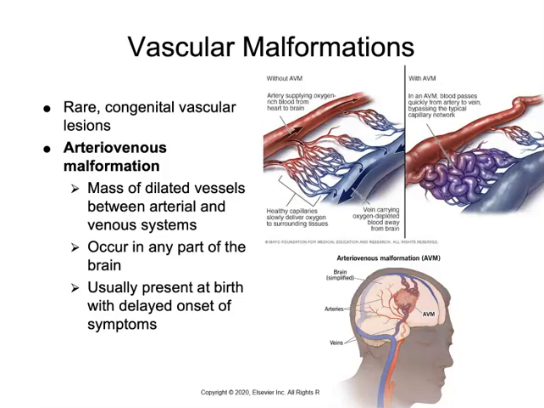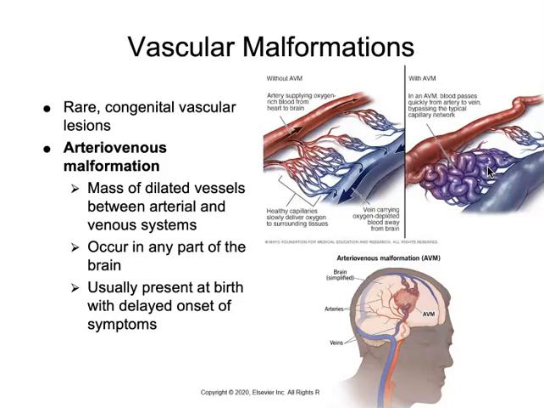Next, let's talk about vascular malformations. These are rare and they're congenital abnormalities in the brain's blood vessels. One of the most significant types that we have is an arteriovenous malformation. That's what's pictured over here. And as you can see, it consists of a tangled mass of dilated vessels that are connecting arteries directly to veins, and it bypasses the normal capillary networks.